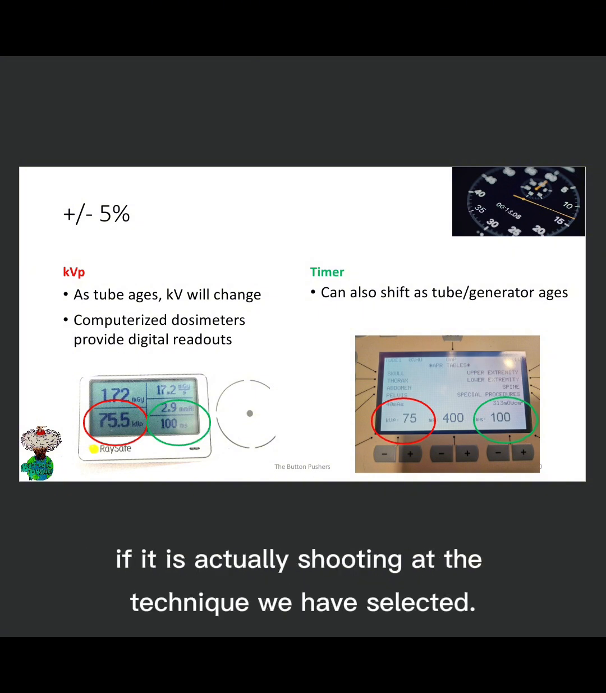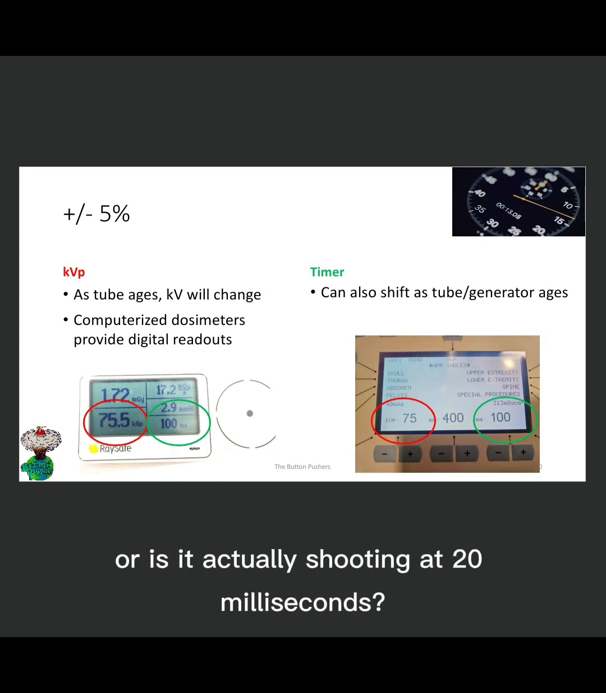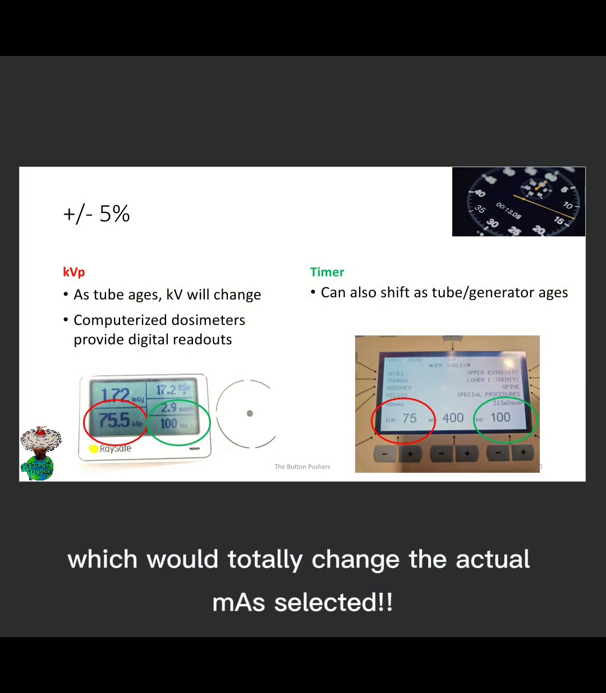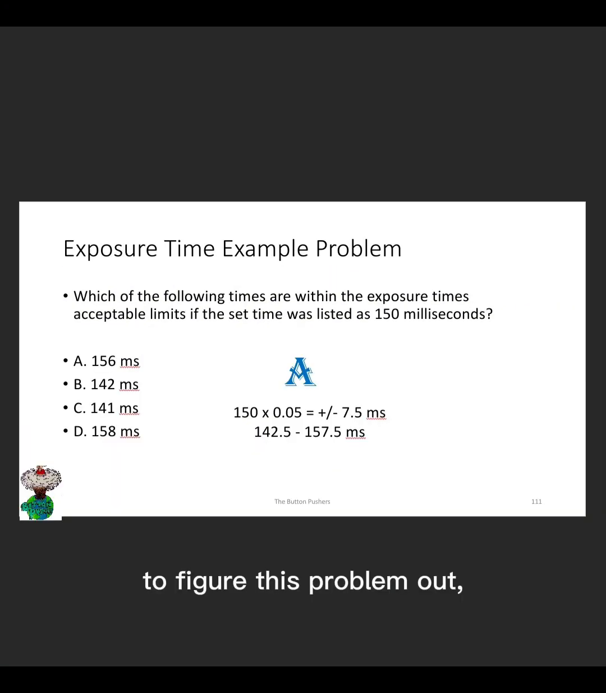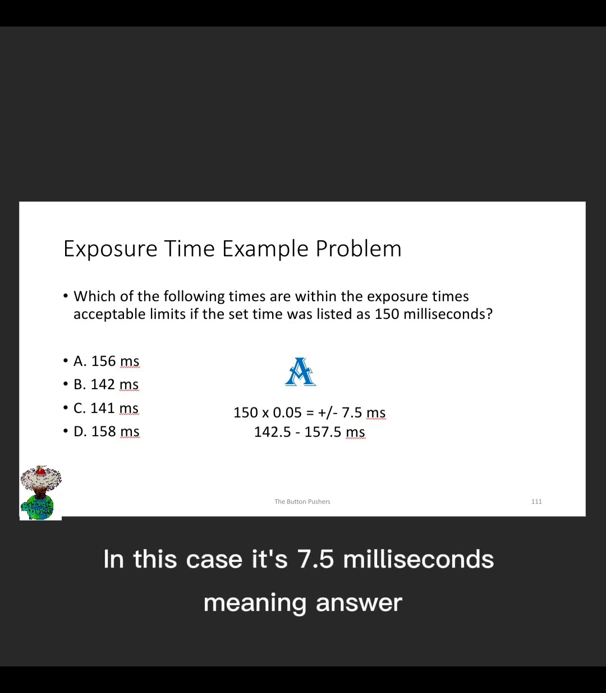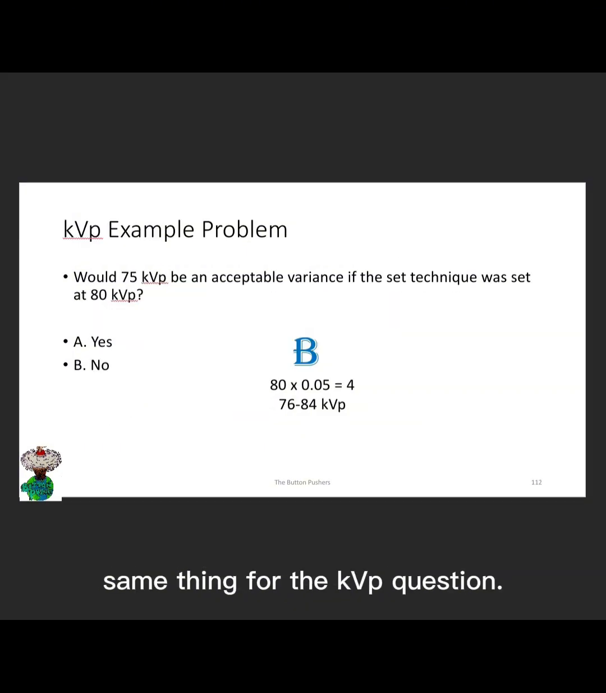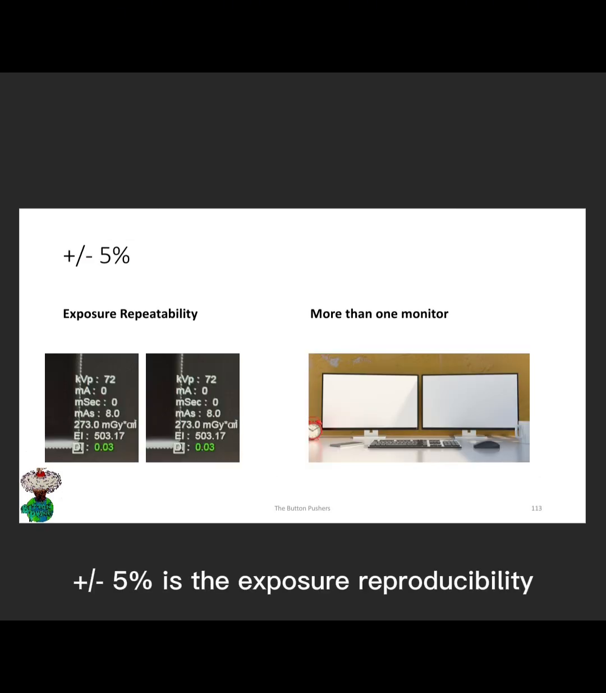If it is actually shooting at the technique we have selected, is it really shooting at 10 milliseconds, or is it actually shooting at 20 milliseconds? Which would totally change the actual mAs selected. To figure this problem out, take the number given and multiply it by 0.05 to get the acceptable variance. In this case, it's 7.5 milliseconds, meaning answer A is the only appropriate answer. Same thing for the kVp question. Multiply by 0.05.